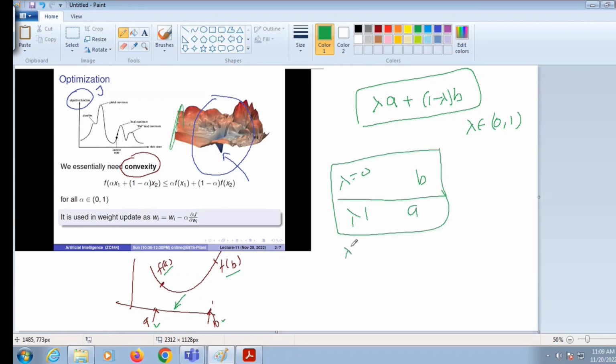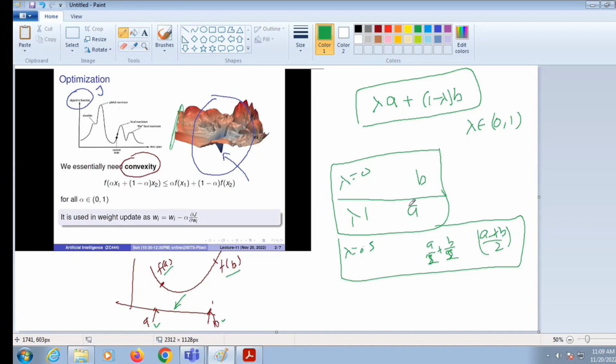When lambda is equal to 0.5, what is this value? It is A by 2 plus B by 2, which is (A plus B) by 2. This is the midpoint. Can you see this? Yes or no? Please let me know if I'm not making any sense.